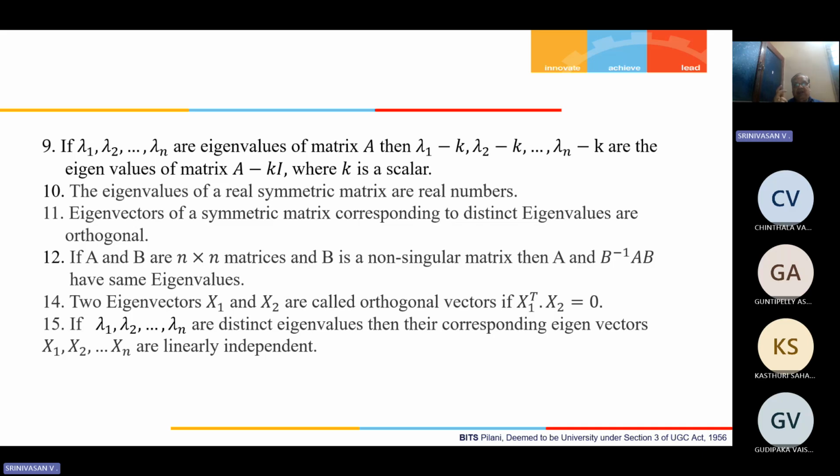Pairwise means x1 transpose into x3 equals 0, and x2 transpose into x3 equals 0. Therefore x1, x2 are a pair, x2, x3 are a pair, and x1, x3 are orthogonal. That's why we say pairwise orthogonal.